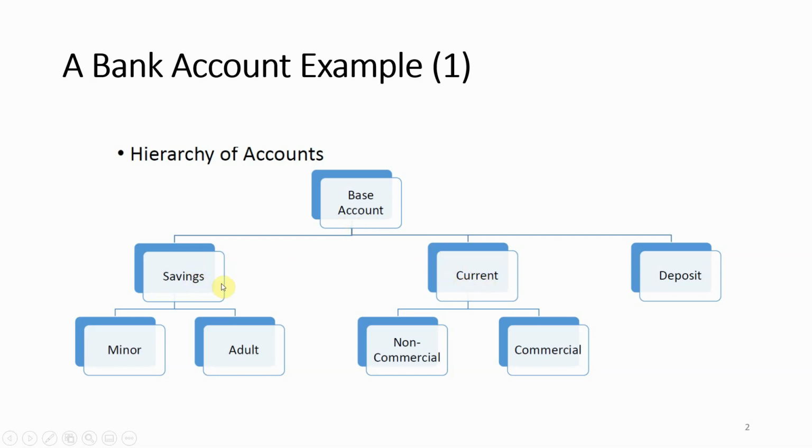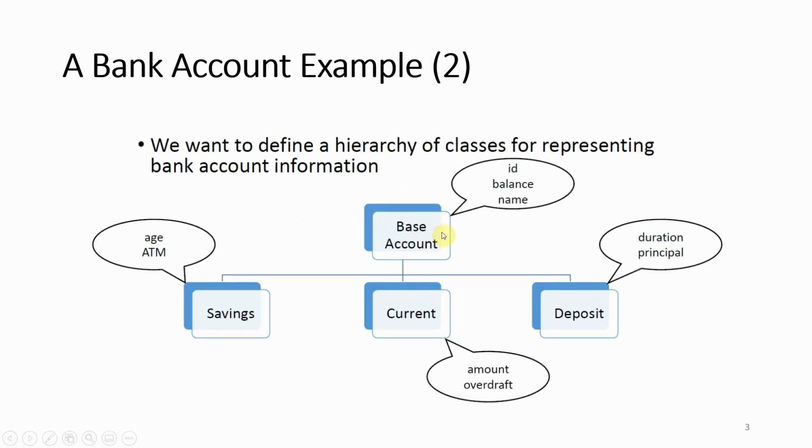For a savings bank account, you might have different subcategories, such as for a minor, somebody who's younger than 18 years old, or an adult. For a checking account, it can be for commercial purposes or non-commercial purposes. So we have a hierarchy, right? We have different categories.